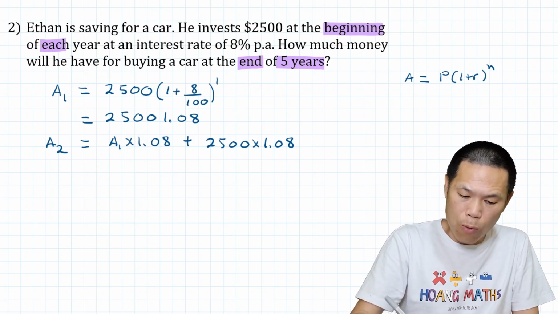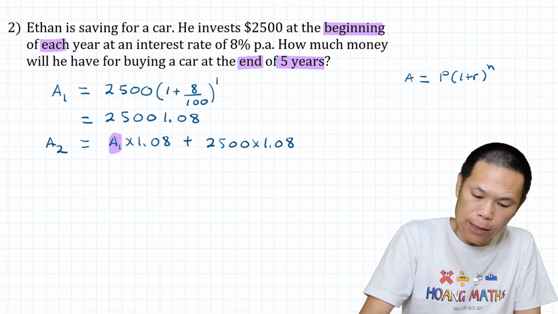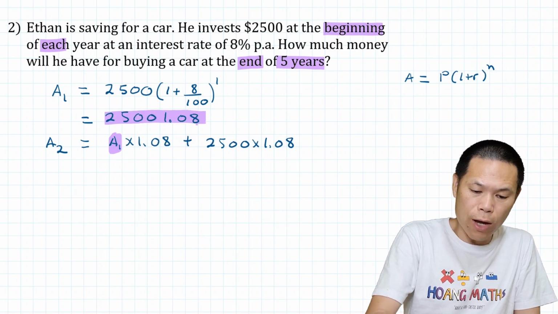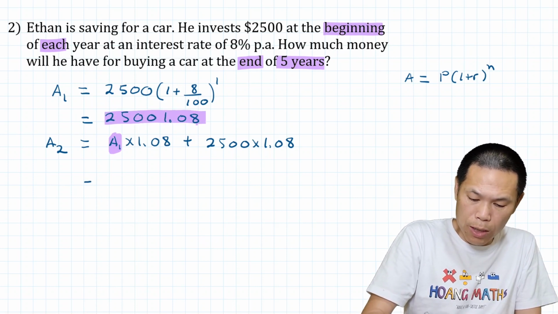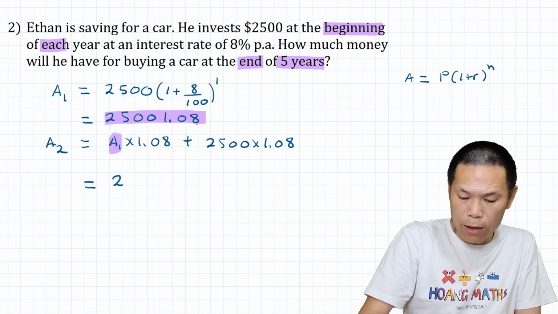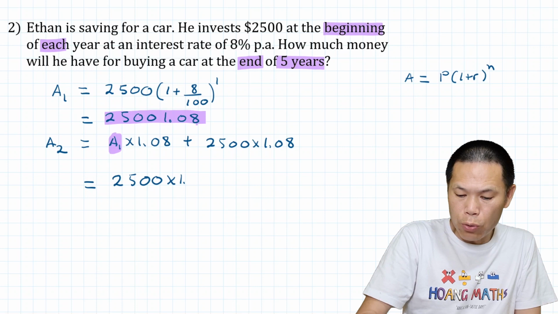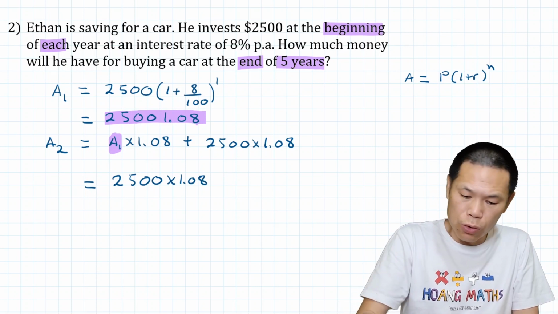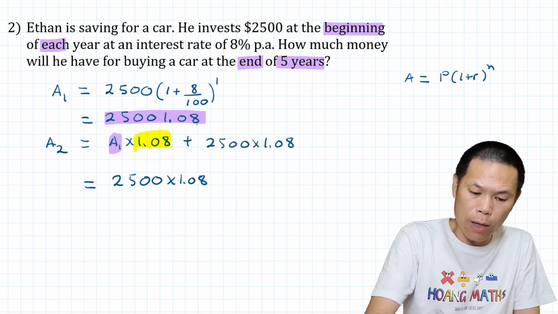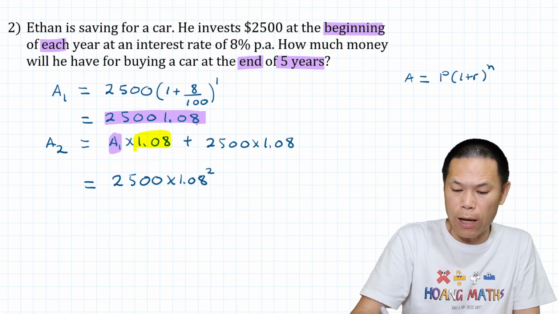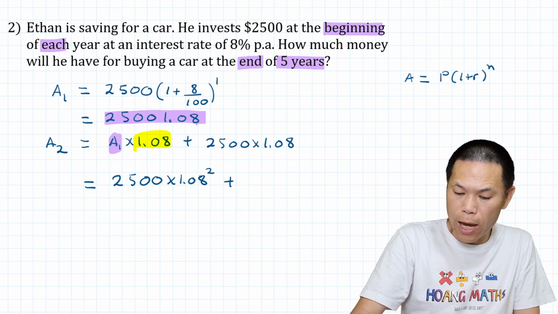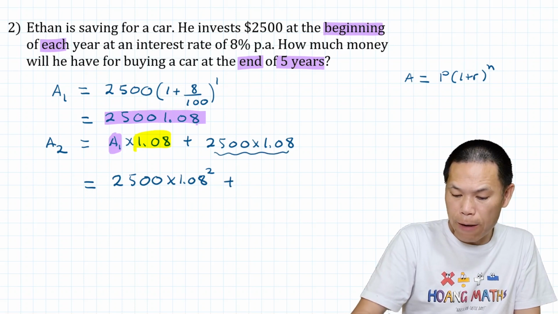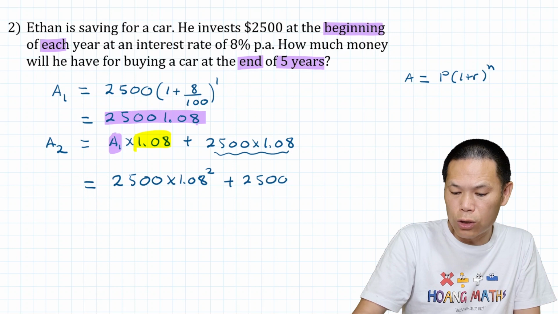And we know that A1, this A1 here, is this. So let me just rewrite it out. That will give me A1 is 2,500, and we times 1.08, that is A1. And we times 1.08 as well, so that becomes 1.08 squared. And then don't forget, we add this number down, so that is 2,500 times 1.08.